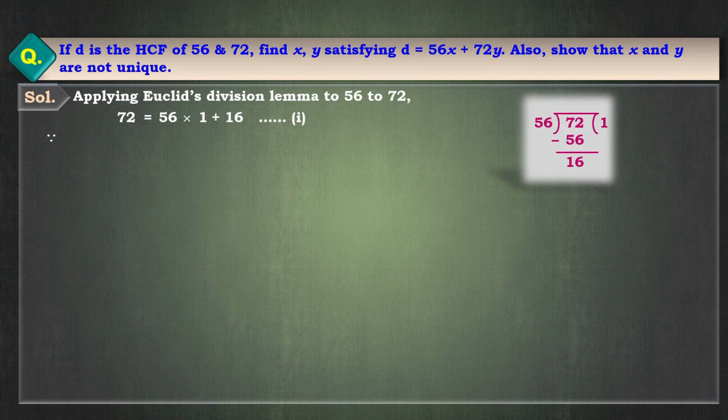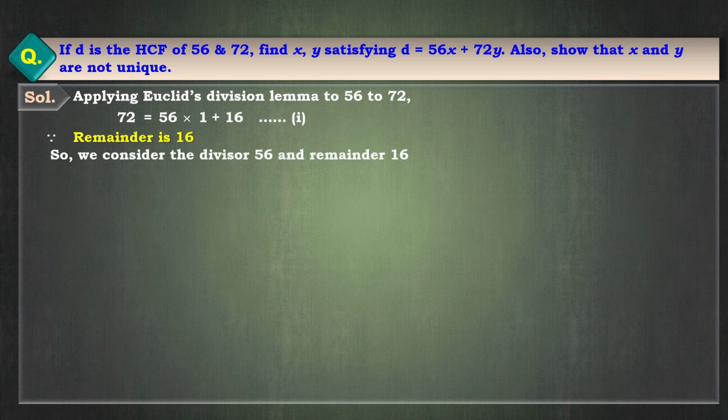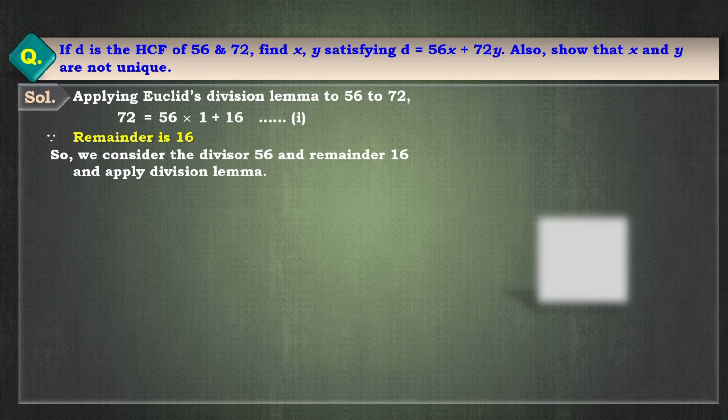Now this is equation number 1. Here the remainder is 16. So we consider the divisor now as 56 and the remainder as 16. Now we apply the division lemma again. So now what will happen? 16 will become the divisor and 56 will now become the dividend.